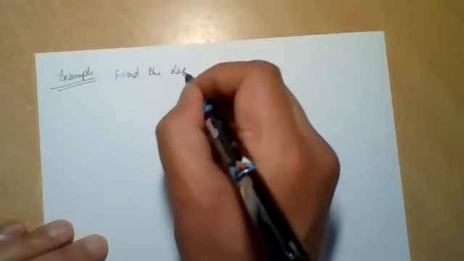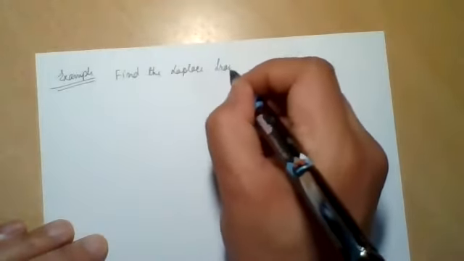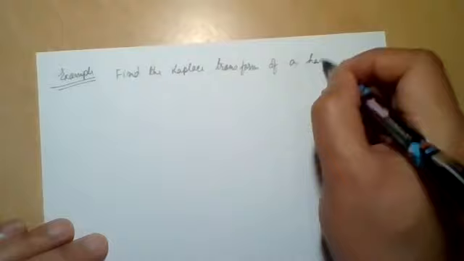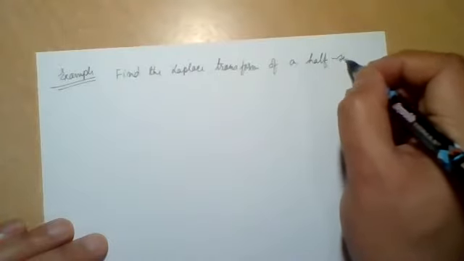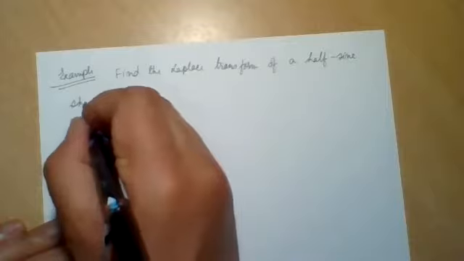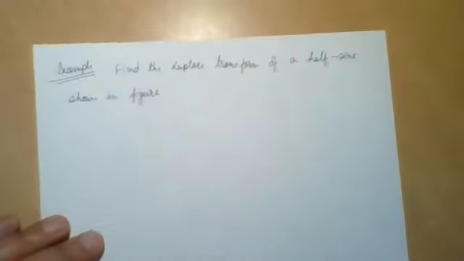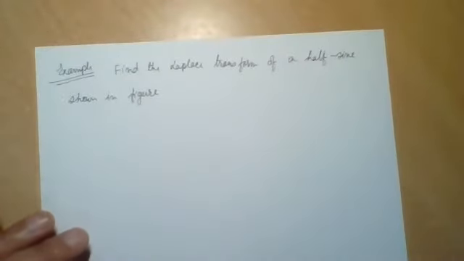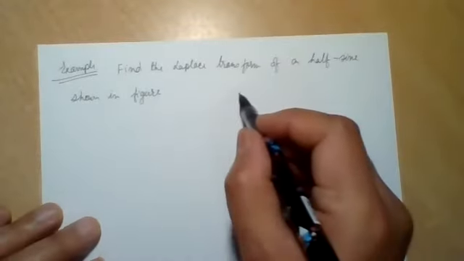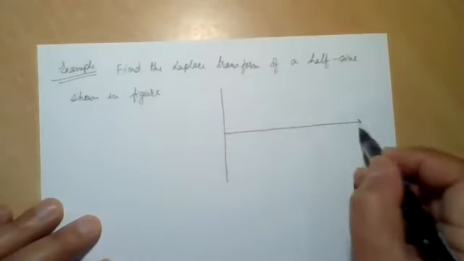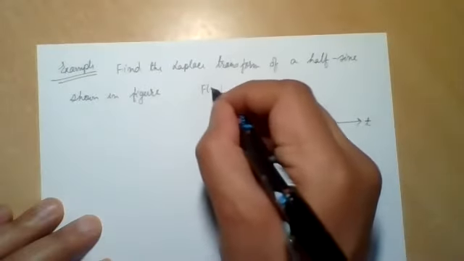That is, find the Laplace transform of a half sine shown in figure. So find the Laplace transform of a half sine shown in figure. And what is the figure? It's something like this. This is t, this is f of t.